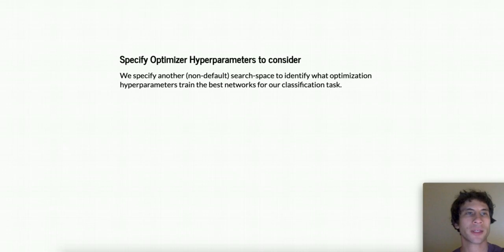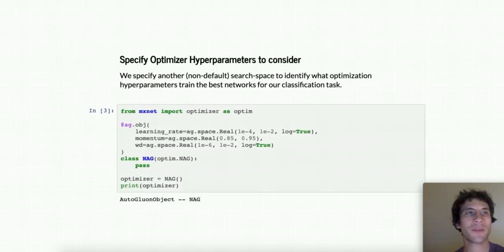Similarly, we can construct another search space to identify what optimization hyperparameters work best for our task. Here we demonstrate this for the Nesterov accelerated stochastic gradient descent optimizer, specifying a real search space that instructs AutoGluon to search within continuous valued ranges, optionally on a log scale, shown here. Note that you can use analogous AutoGluon code to search the hyperparameters, here constructor arguments, of any Python object that gets passed into the training function.